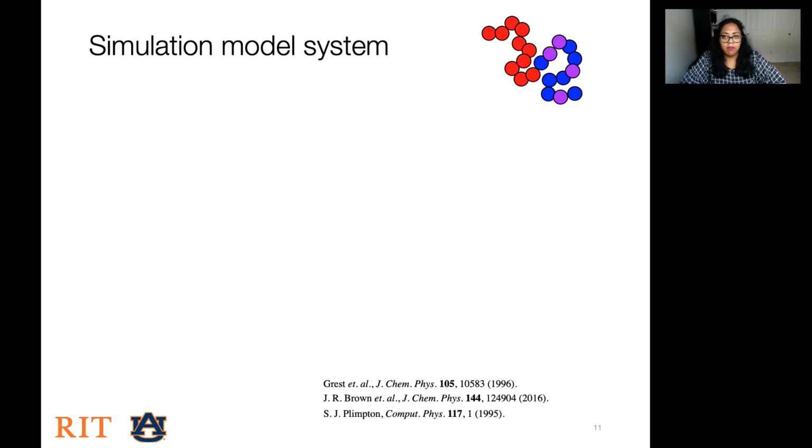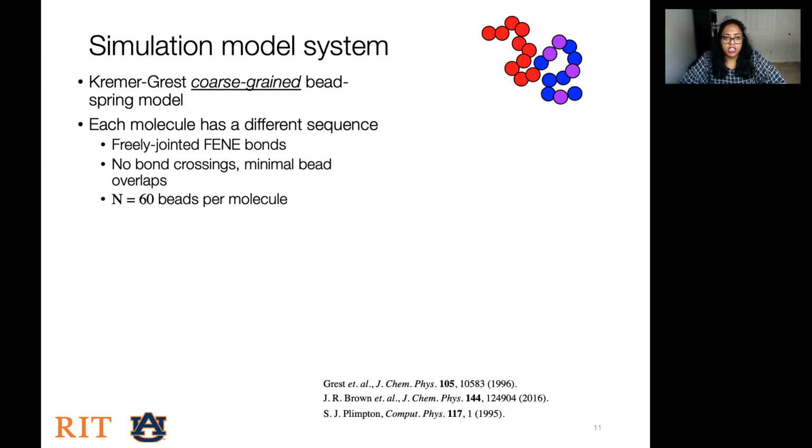Okay, so we use a bead-spring model for the block copolymers, and each molecule has a different sequence. Using many different molecules really helps us go after these block random copolymers, where every chain has a different sequence. These are freely jointed FENE bonds. These model systems have been used to study block copolymer phase behavior, especially with the lamellar phase. And then we use N equals 60 beads per molecule. So the first block has 30 beads and the second block has 30 beads.